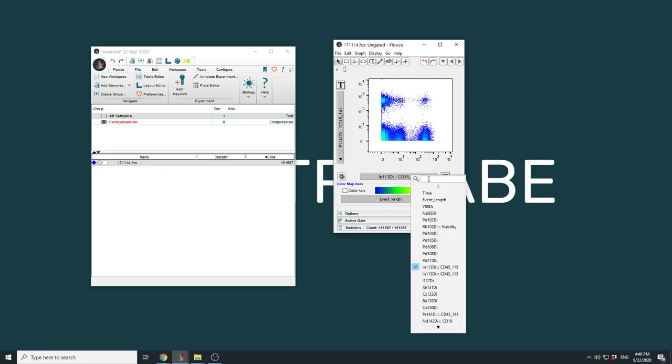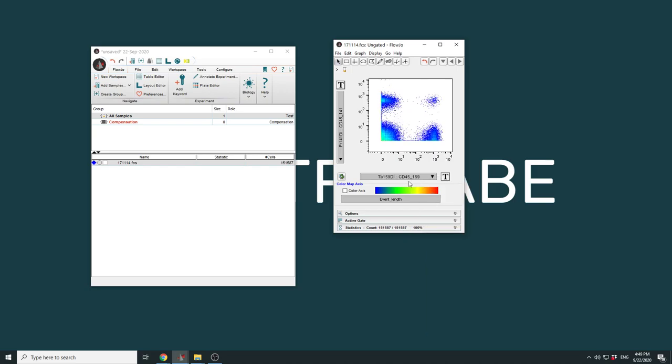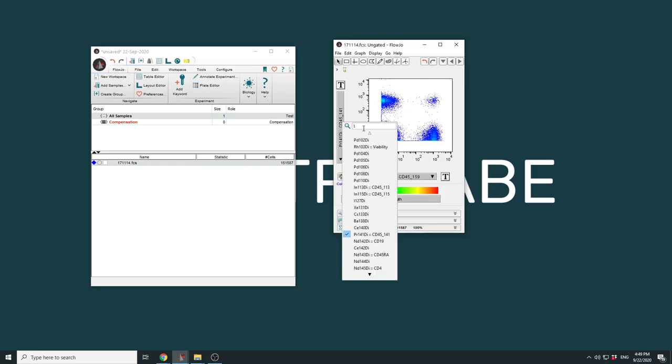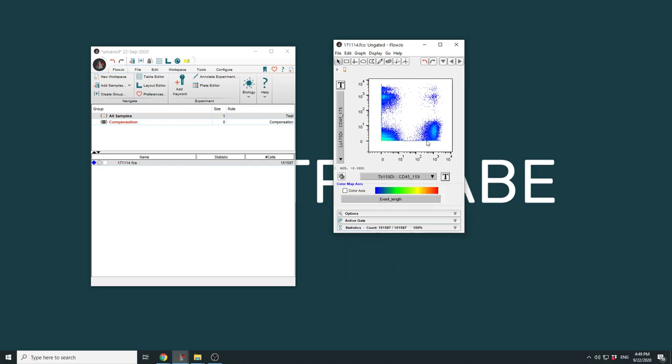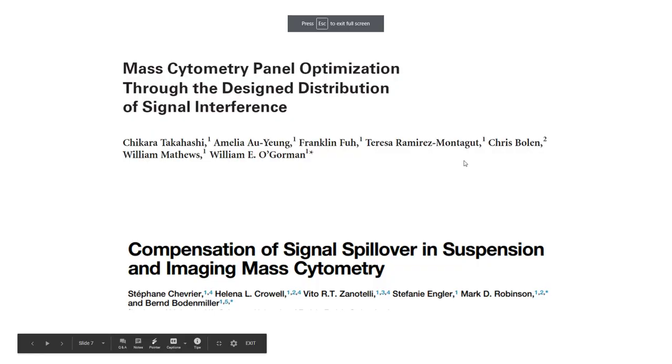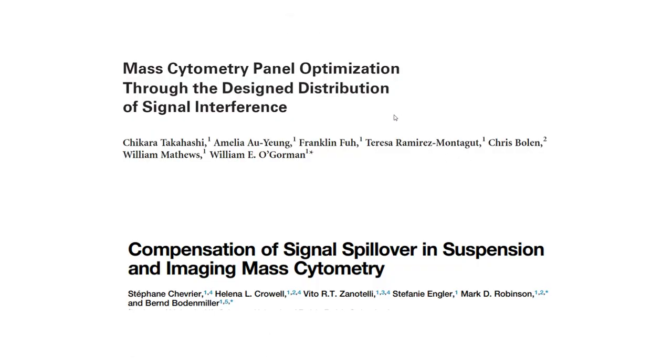Let's have a quick look at 159 versus 175. Although the spillover here is not as bad as before, you can still see that the negative on 175 is influenced by 159, and you can see a bit of a correlation between these two channels. Thankfully, both of these papers include suggestions and methodologies to deal with spillover.